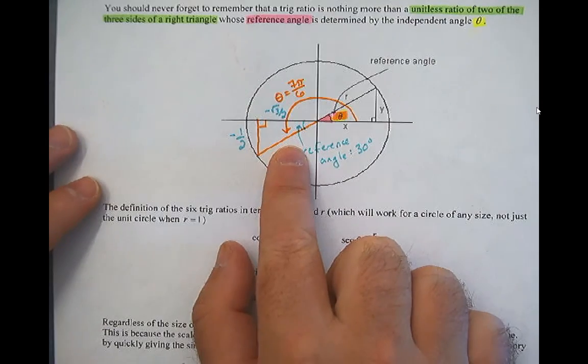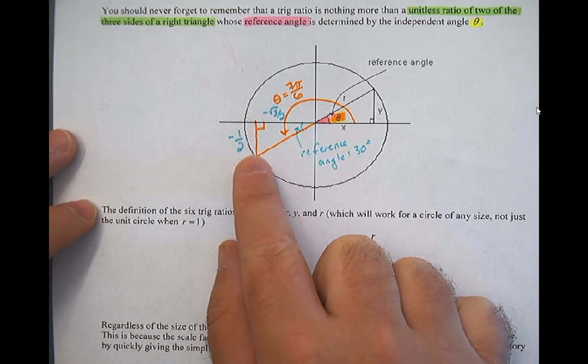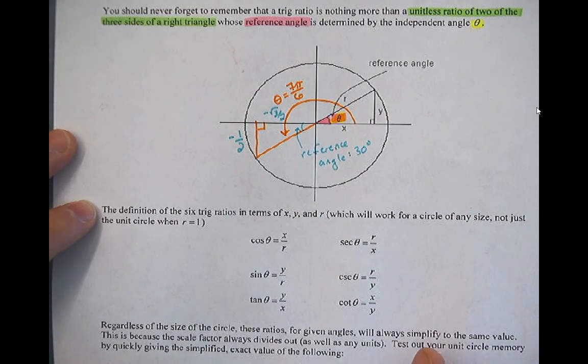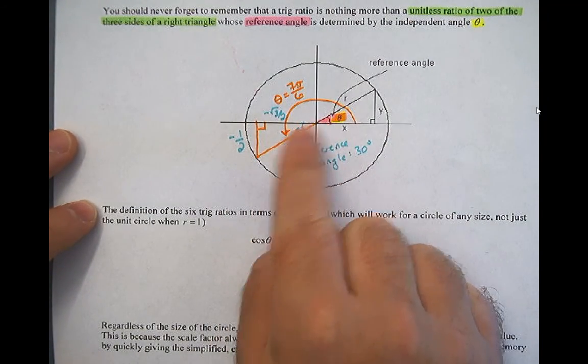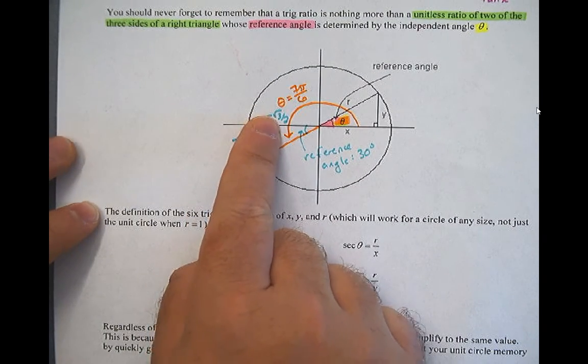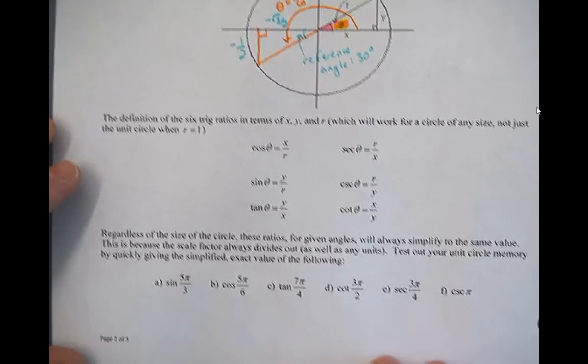If your radius is anything other than 1, when you're in the unit circle, the radius is always 1. When you're outside the unit circle, we just multiply these values by whatever the radius is. So if this has a radius of 7, I would do 7 times negative 1/2 and then 7 times negative square root 3 over 2 to figure out those side lengths.